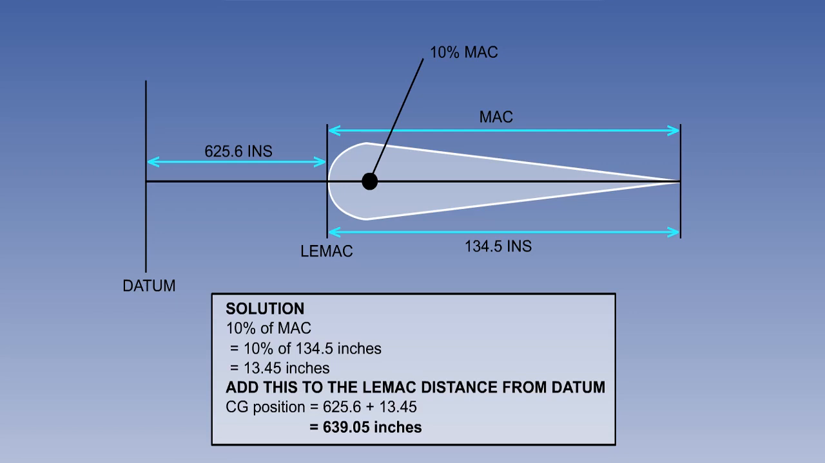Taking 10% of the mean aerodynamic chord will give us a centre of gravity position of 13.45 inches from the leading edge of the mean aerodynamic chord. We can now add this to the distance of the leading edge from the datum, 625.6 inches. This gives a centre of gravity distance from the datum of 639.05 inches.